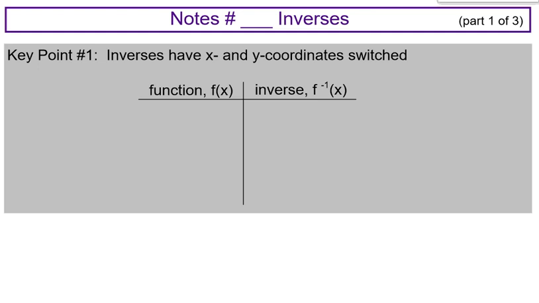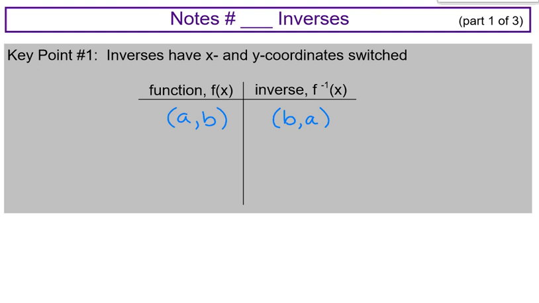Okay, here we go. The first key point about inverses is that they have x and y coordinates switched. So, if your function f of x contains the point (a, b), then the inverse, which we would call f inverse of x, you see the little -1 symbol right here? It is not an exponent, it's just a symbol we're using to stand for inverse. And we use this symbol if it's a function. So the inverse would contain the point (b, a) because the x and y coordinates were switched.